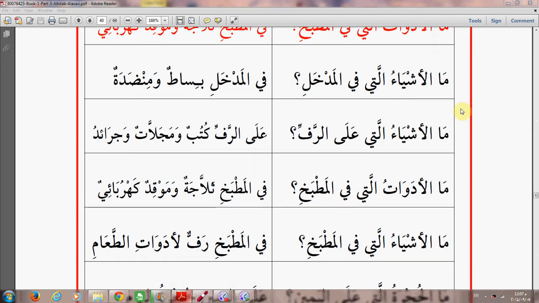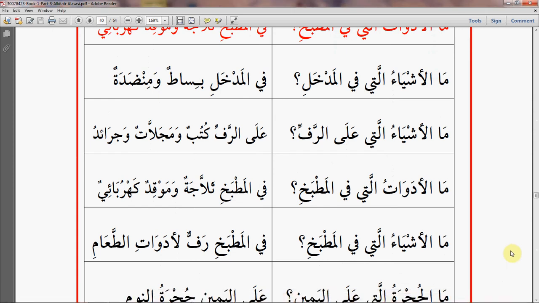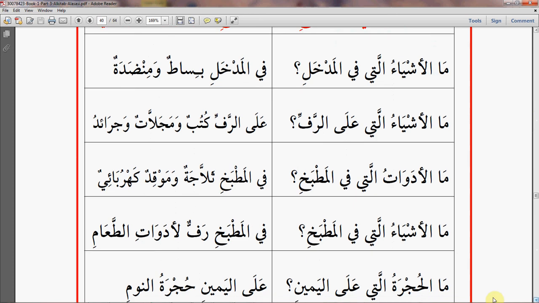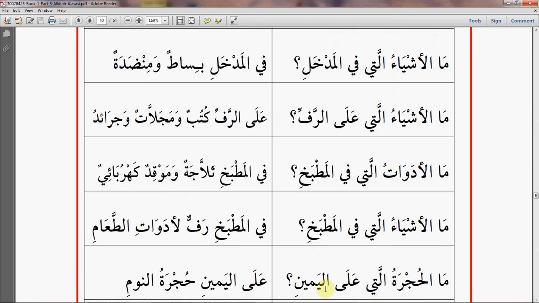Again, ما الأدوات التي في المطبخ is typical to ما الحجرة التي على اليمين. Are they typical? ما الحجرة التي على اليمين. This is completely different. The only similar things are ما and التي. So what is the meaning of ما الحجرة التي على اليمين? It means what is the room which is on the right hand.